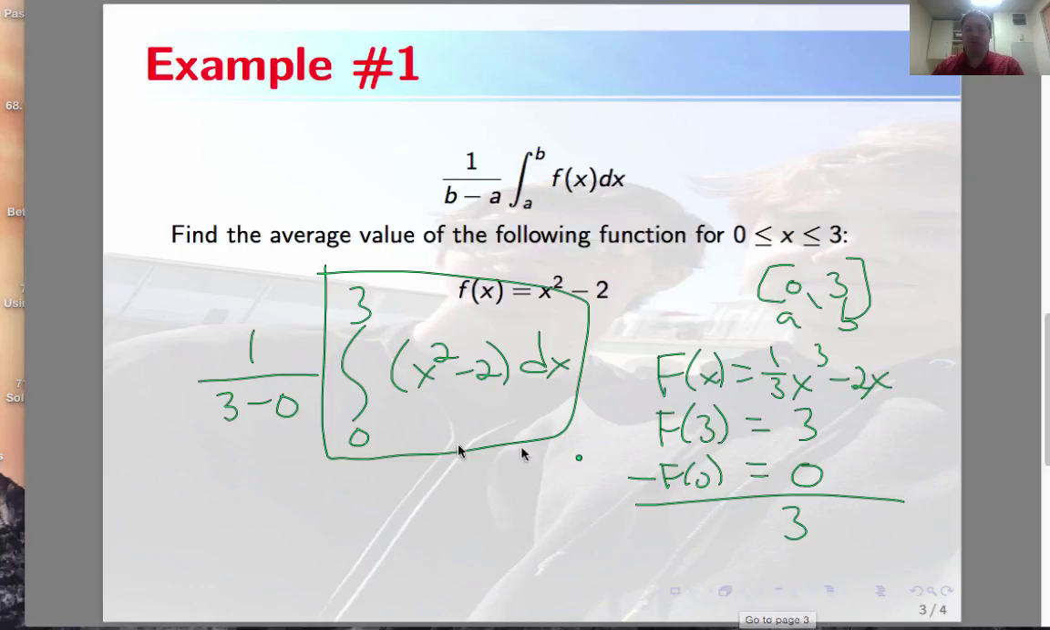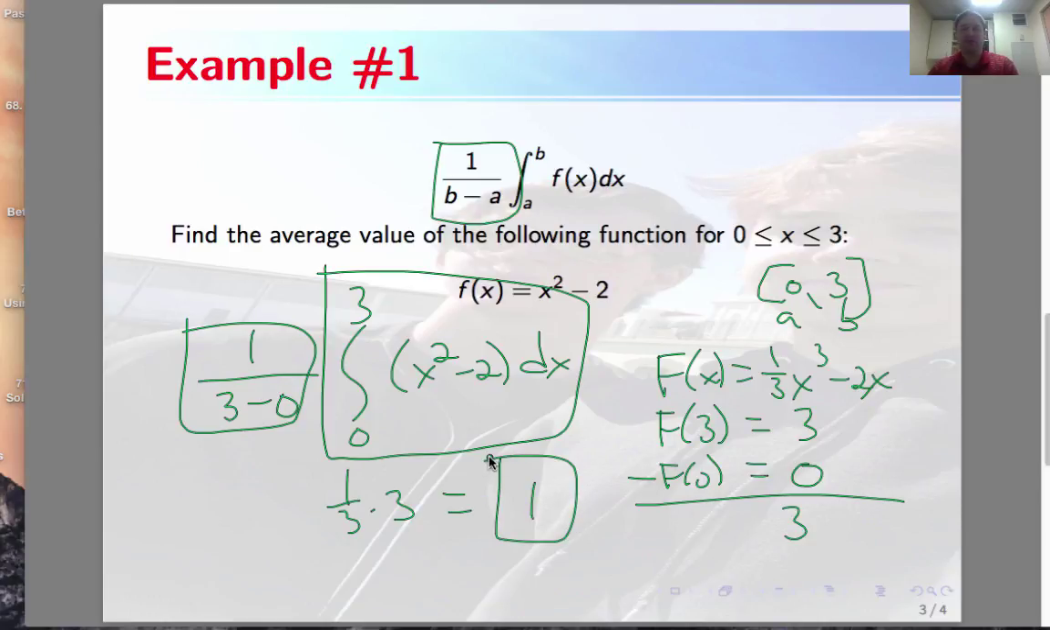And the only thing that we're adding to this now is this coefficient, right? This 1 over b minus a in front. Here we're using b is 3 and a is 0. So I basically have to multiply by 1/3. What is 1/3 times 3, class? You are correct, it is 1.